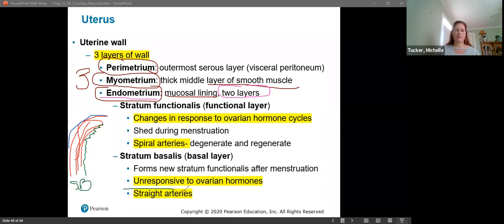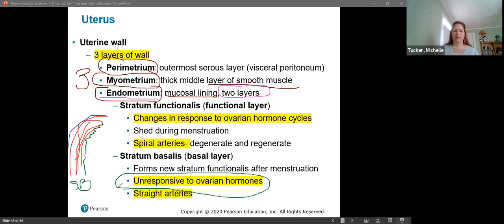is unresponsive to ovarian hormones. It is the layer that is not shed during the menstrual cycle. It's going to give rise to a new stratum functionalis. So you don't want to get rid of all of the endometrium, then you wouldn't have anything to build back. So that stratum basalis is always there. It's the underlying, kind of like the germinal layer that forms a new stratum functionalis.